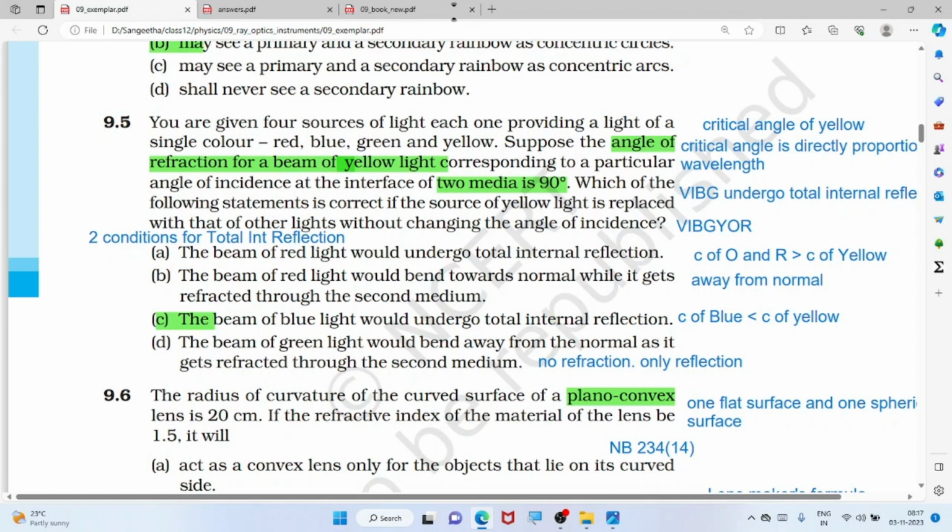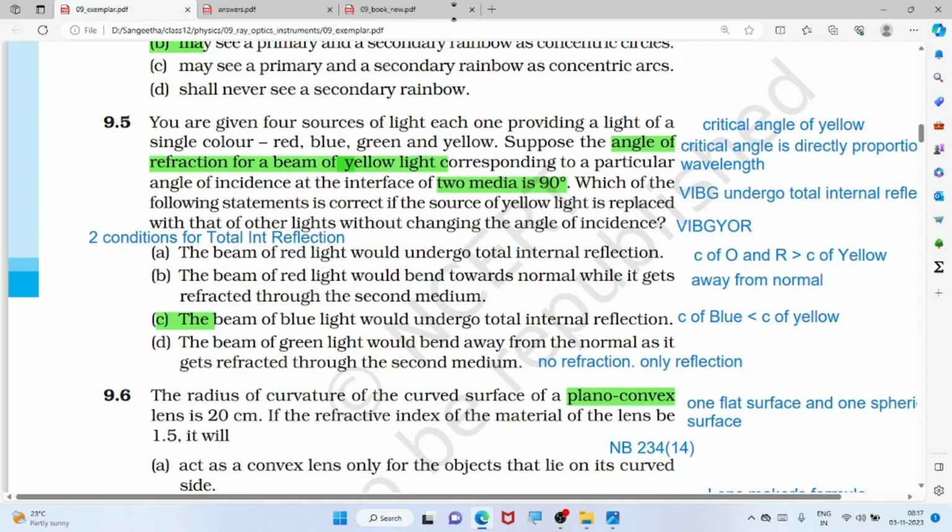Which of the following statements is correct if the source of the yellow light is replaced with that of the other lights without changing the angle of incidence? So the angle of incidence is not going to change. Now they have given the critical angle of the yellow. Critical angle is directly proportional to the wavelength. Wavelength more means critical angle will be more. So yellow has already reached the critical angle.